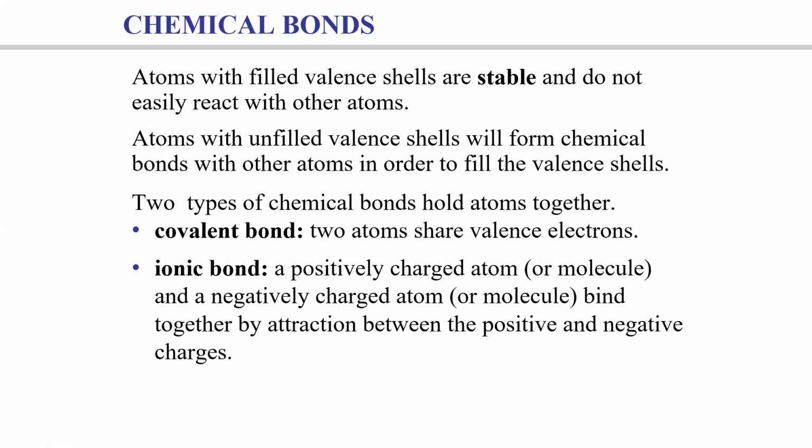And there are 2 types of chemical bonds that hold atoms together into compounds. The strongest type of bond is a covalent bond. And in a covalent bond, 2 atoms are actually sharing valence electrons. They're passing those electrons back and forth and sharing, and that makes a very strong bond between 2 atoms. With an ionic bond, atoms gain or lose electrons to become positively and negatively charged, and then attraction between the positive and negative charges holds the atoms together.